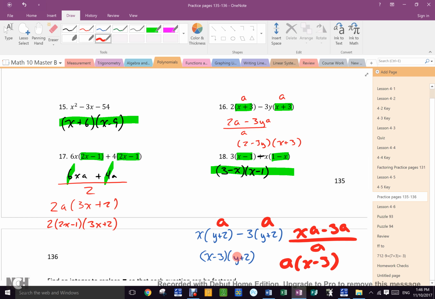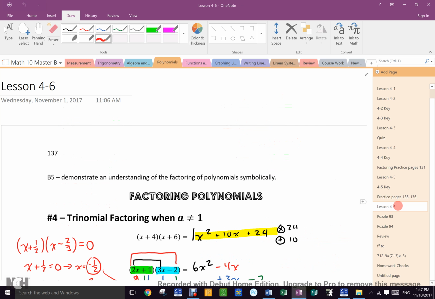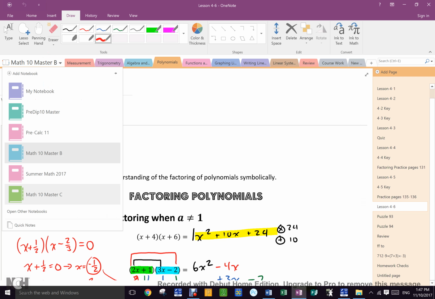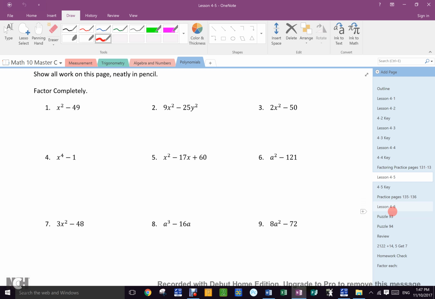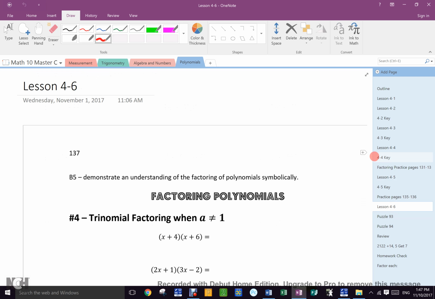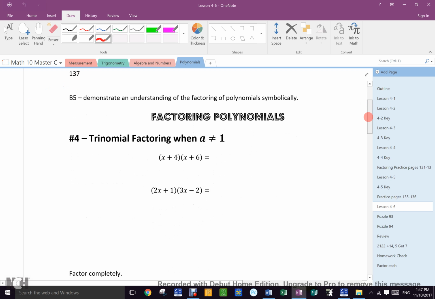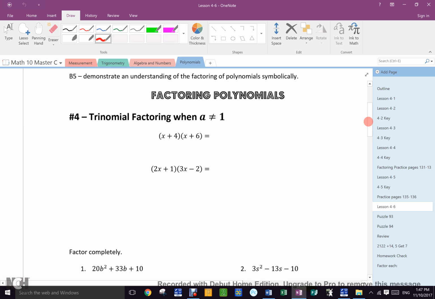Now that we are all awesome at factoring, because believe it or not, you guys are really, really good. This is really hard math. Go on to page 137. Oh, I thought we were going to be 136.